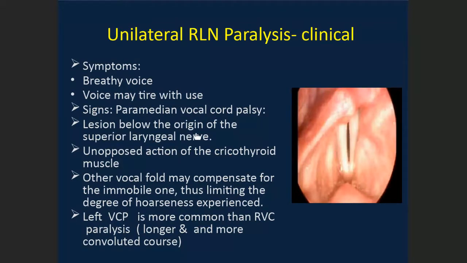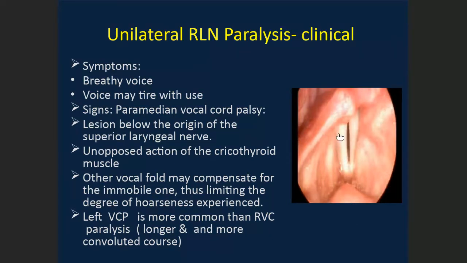Lesion below the origin of the superior laryngeal nerve. Whatever the lesion, the other vocal cord may compensate for the immobile one, affecting the degree of hoarseness experienced. So maybe he will have mobility, but he has some change of voice, but you will look at the patient, he has paralysis, but the other vocal cord is actually compensating. It moves to close the vocal cord, trying to compensate.